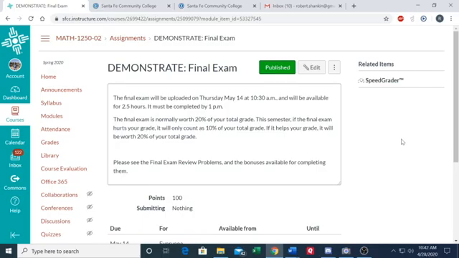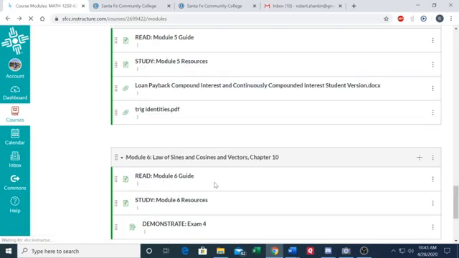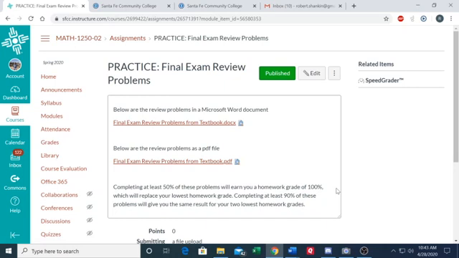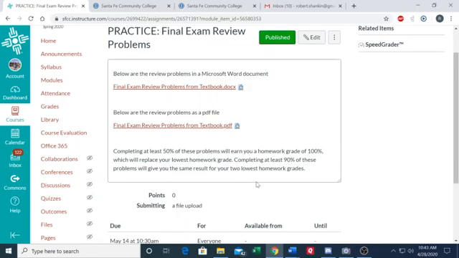Alright, the final exam is normally worth 20% of your total grade. This semester, if the final exam hurts your grade, it'll only count as 10% of your total grade. If it helps your grade, it'll be worth 20%. And then it says, please see the final exam review problems and bonuses available for completing them. So, I'm going to hit the back button. Right above this, it said final exam review problems. Click on this, and they're in 2 different formats.